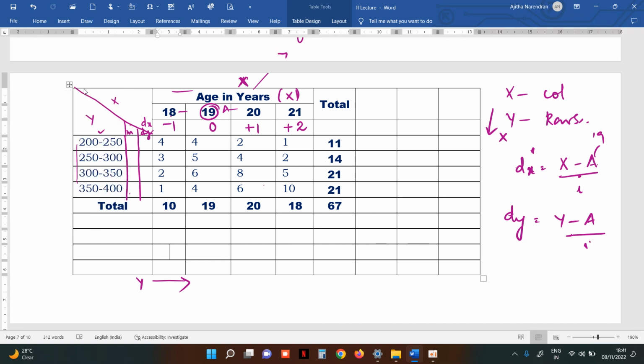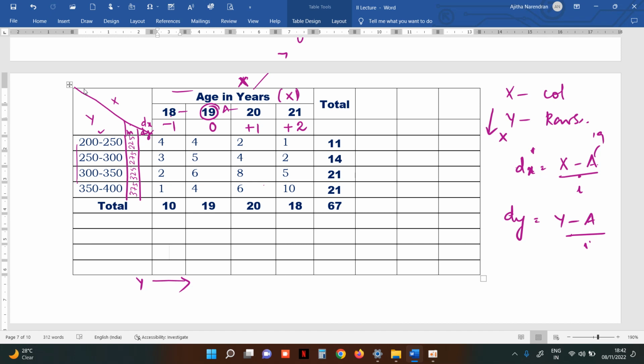The mid value, I'm using a small one. Okay, 200 to 250, the mid value is 225, no doubt, 225, and 250 to 300 is 275, 300 to 350 is 325, 350 to 400 is 375. Okay, this is how you have to write.